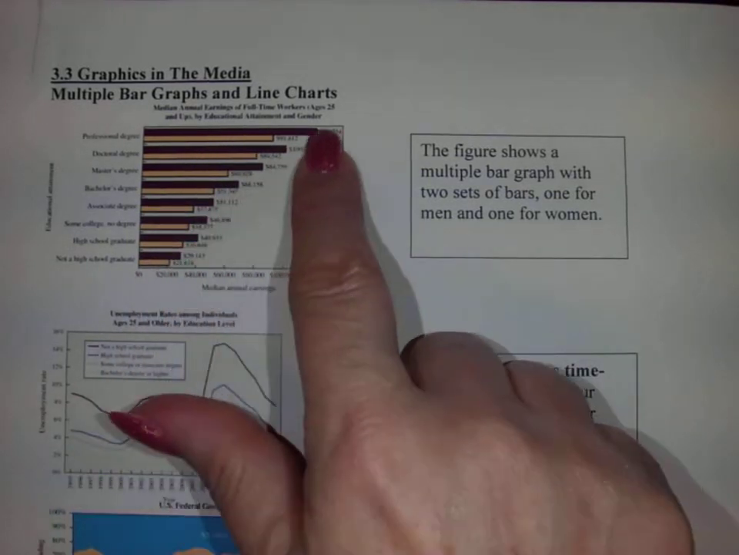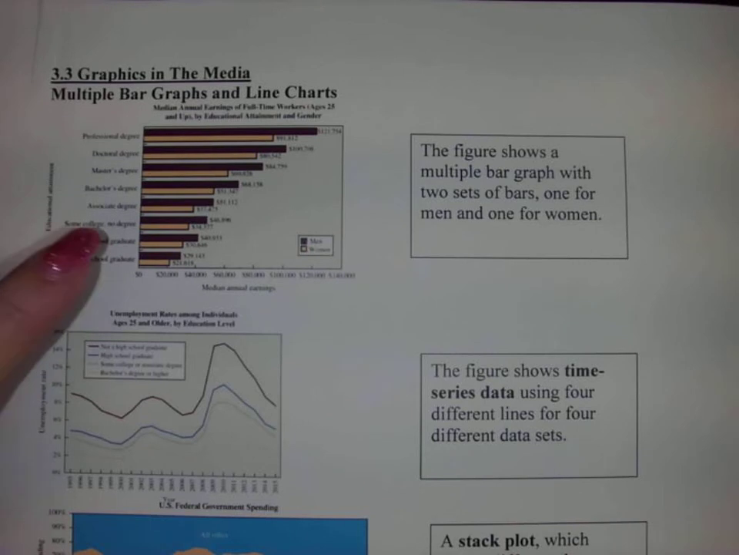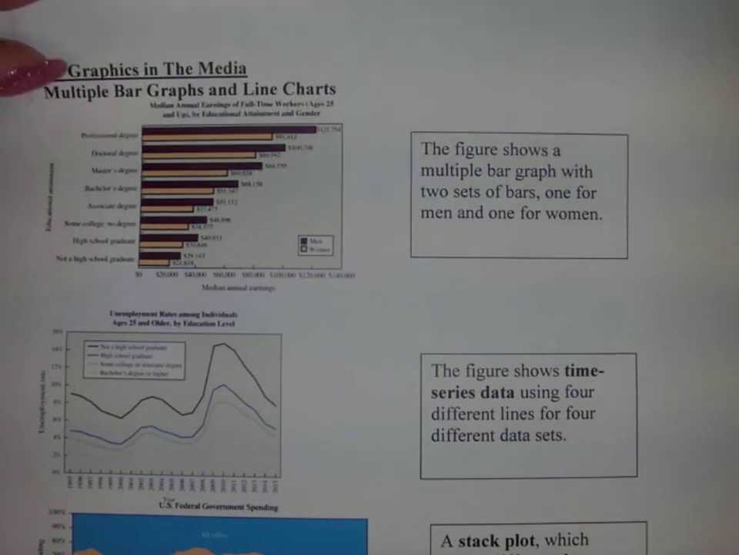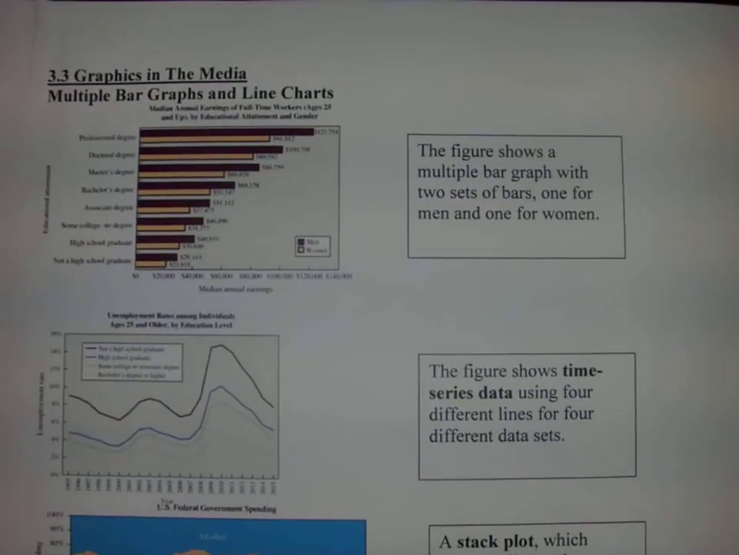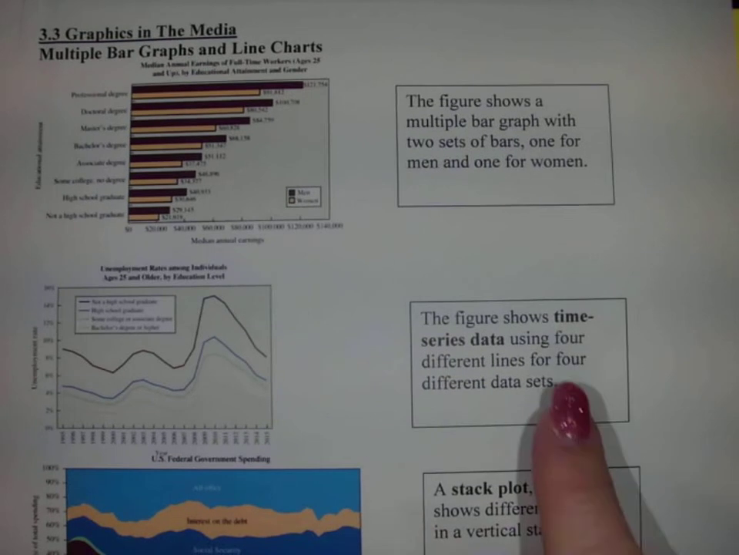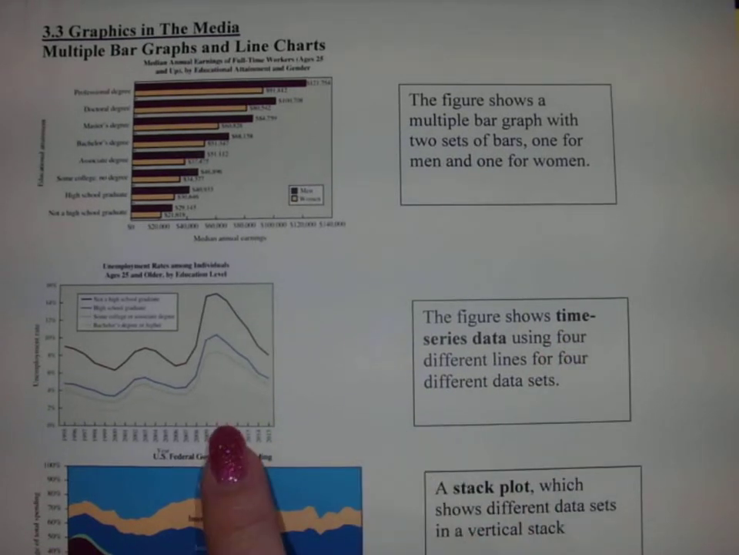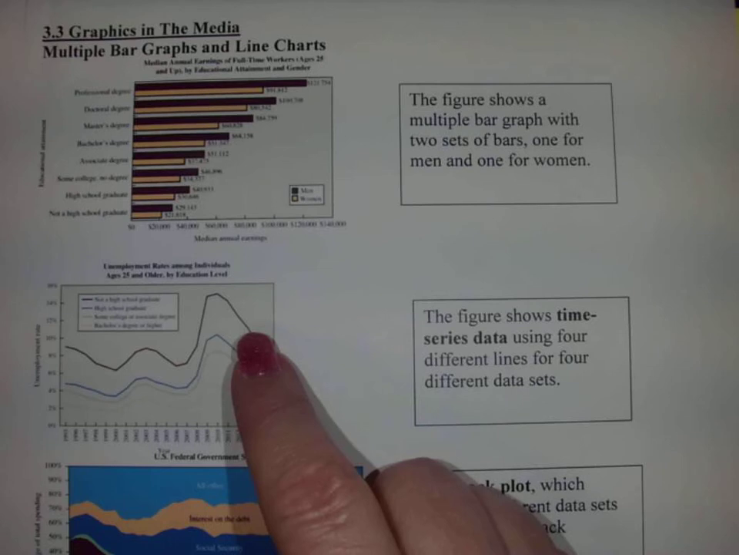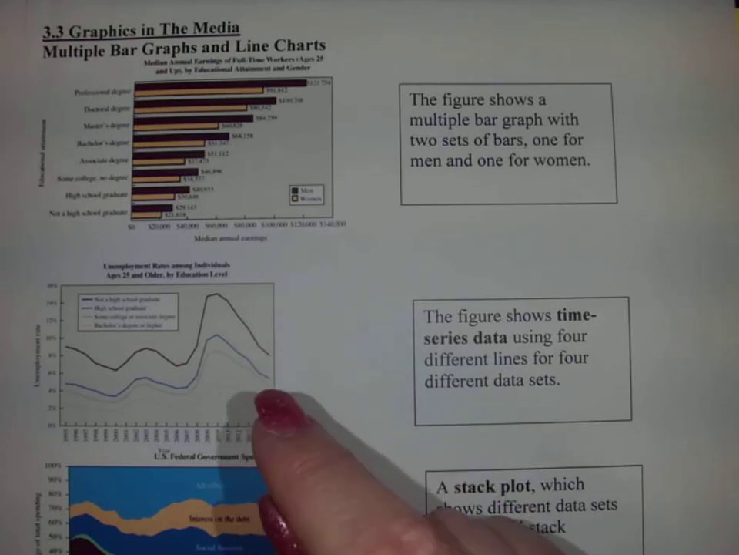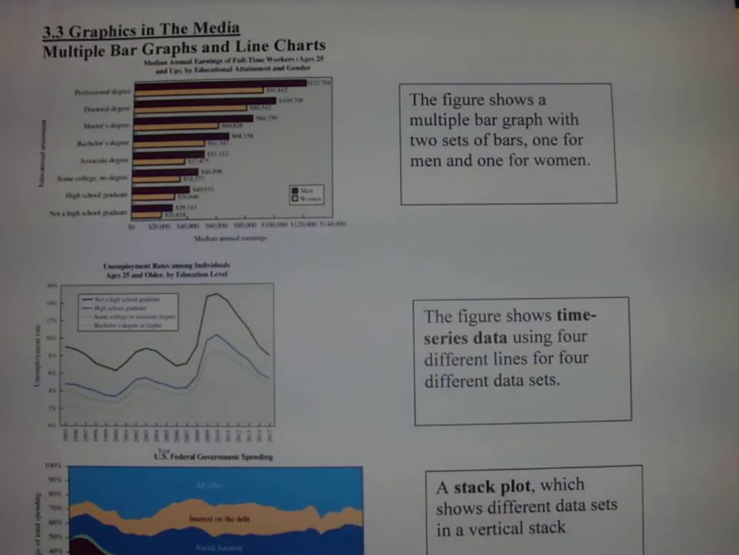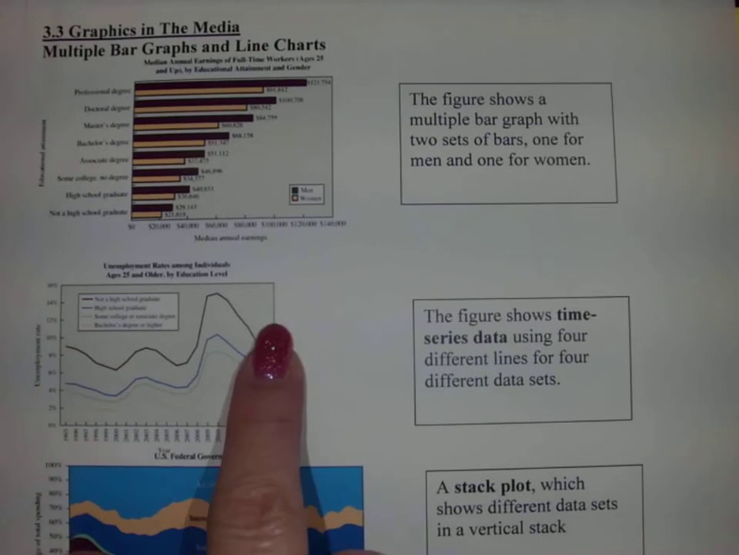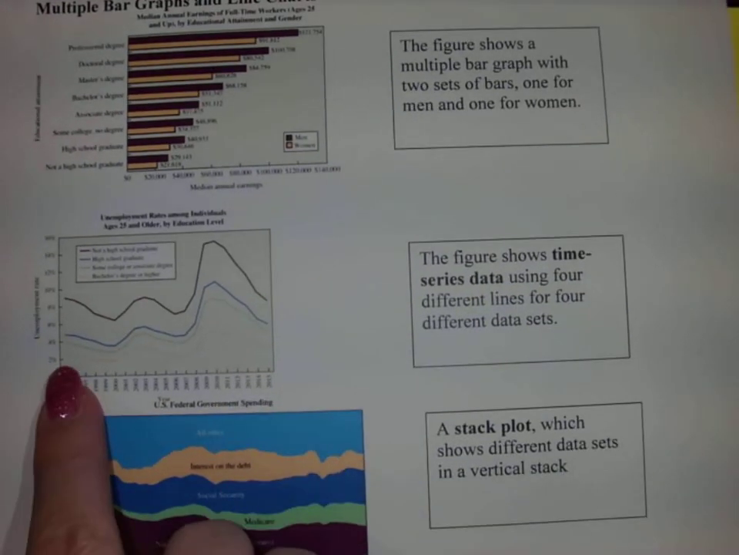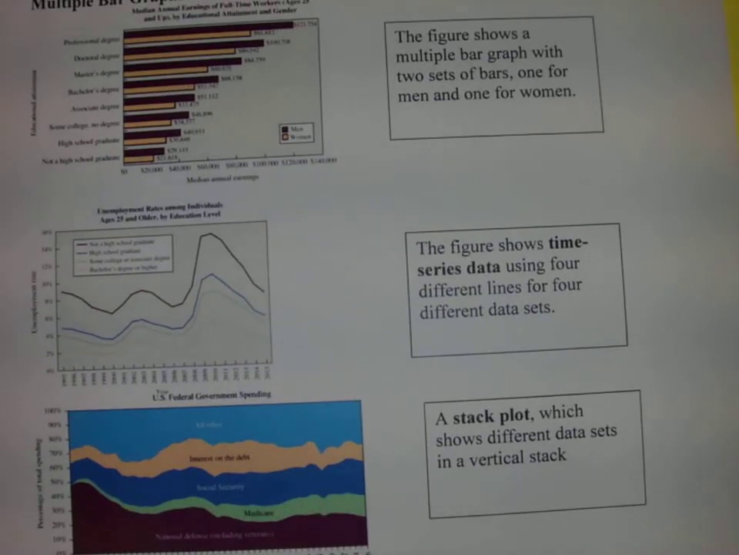So you might end up with multiple things. This is not something we'll necessarily draw in our class, but it's something to be aware of. Make sure you're paying attention to what's going on with those. This one is time series data, but it's got 4 different lines of data going on. That's not a high school graduate, some college or associate degree, and a bachelor's degree or higher. And it's talking about the unemployment rate and how it's higher if you don't have a high school degree, and it's lower if you have a bachelor's degree.